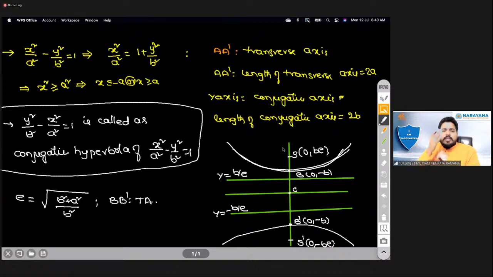So what is this equation? y square by b square minus x square by a square is equal to 1. Here whether a is greater than b or b is greater than a doesn't matter at all. So here the foci will be on the y-axis, the directrix parallel to the x-axis. The eccentricity is also the square root of b square plus a square by b square.